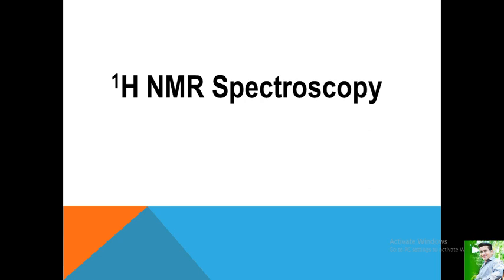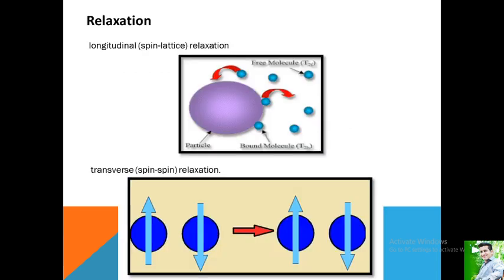Welcome guys, we are learning about 1H NMR spectroscopy. In the previous lecture, we learned about the spin state of the molecule. So, in spin-spin coupling, there is a spin relaxation time. It is the longitudinal relaxation and the transverse relaxation.